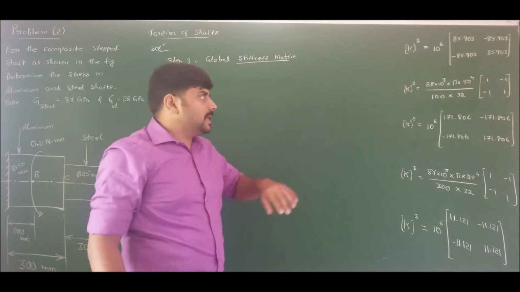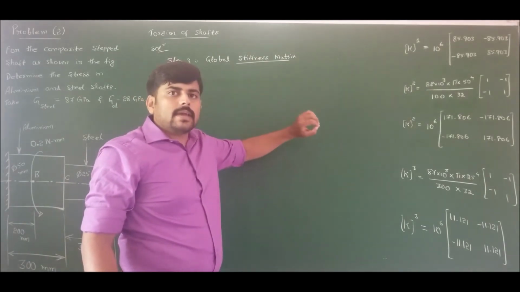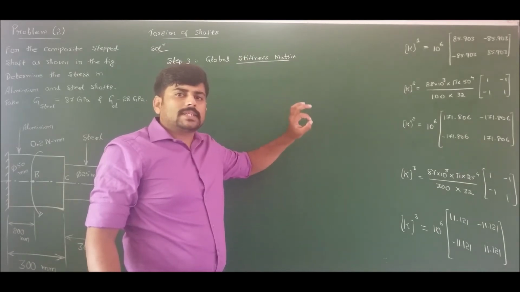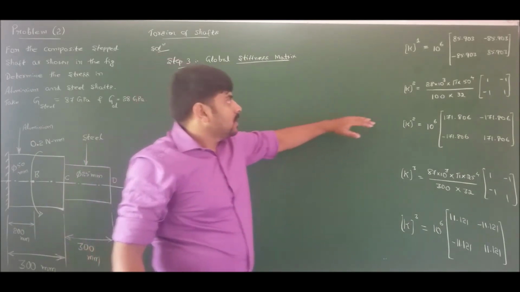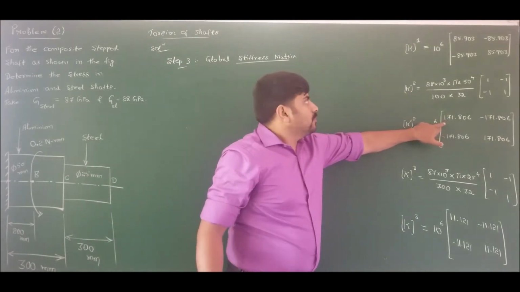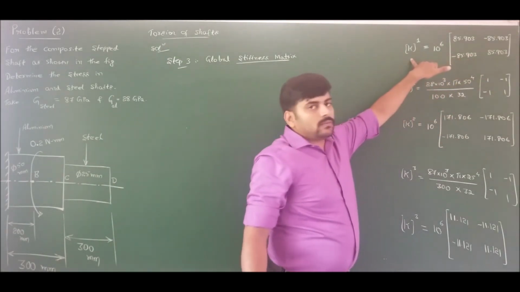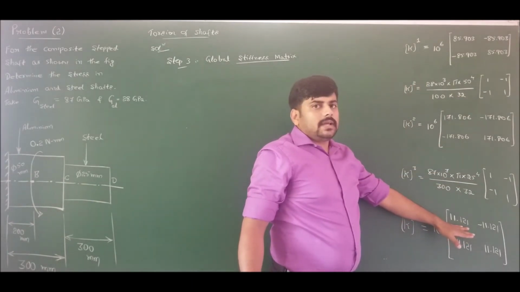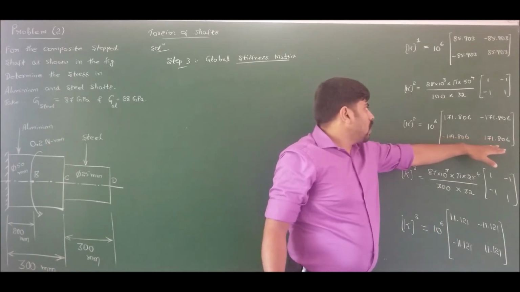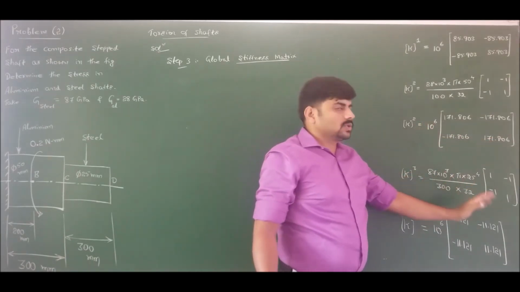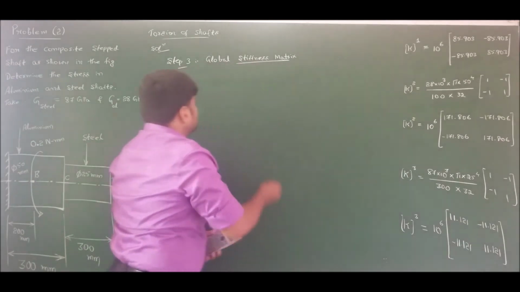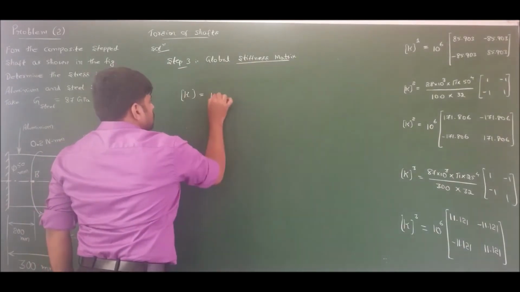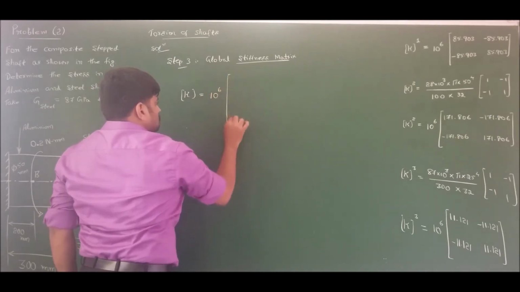The procedure to obtain the global stiffness matrix is the same as the procedure we followed for analysis of one dimensional bar elements. That is, K11 of element 2 must be added to the K22 of element 1. Then K11 of element 3 must be added to the K22 of element 2 and so on. So if I do that, I will get the global stiffness matrix for the given problem as K is equal to 10 to the power of 6.